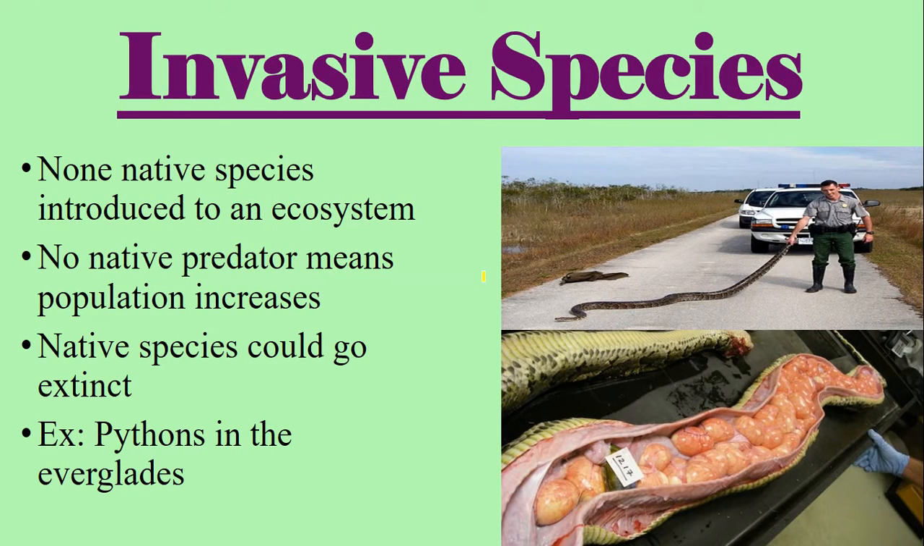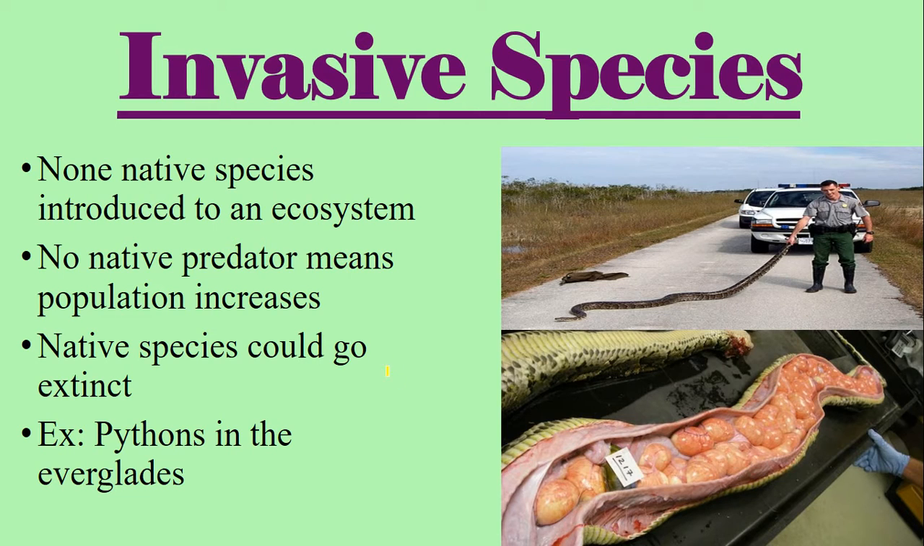Invasive species, these are non-native species that are introduced to an ecosystem. They can be introduced either accidentally or purposely. They have no native predators, which means that their population can keep increasing because nothing's going to hunt them or nothing's designed to hunt them and kill them. The thing is, it can cause native species to go extinct.